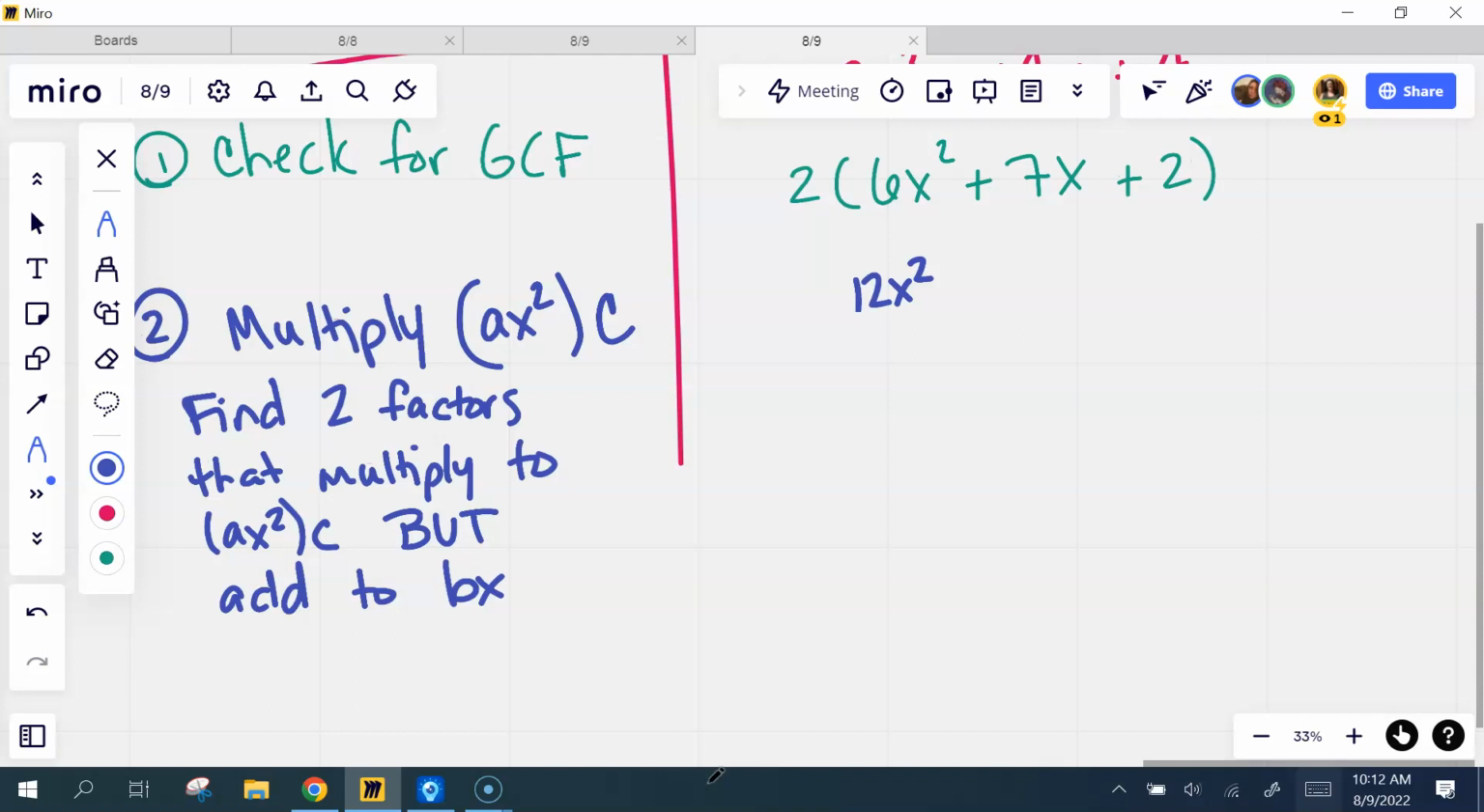Have to watch your signs, because sometimes there's positives and negatives mixed all in there. We have to take that into account. But for right now, everything's positive, so we're good. All right. Two factors that multiply to 12x squared, but when you add them together, you get 7x. What'd you say? 4 and 3. 4x and 3x, right? Does everybody agree?